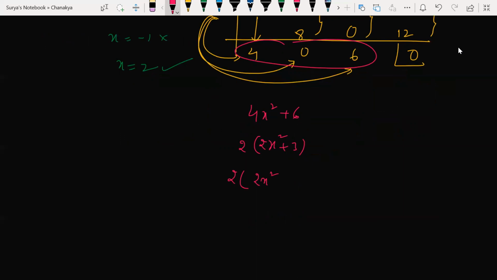x minus 2 after that. Just take 2 common, so then it will be 2x square plus 3, sir. After that, just make one more bracket and just write x minus 2.